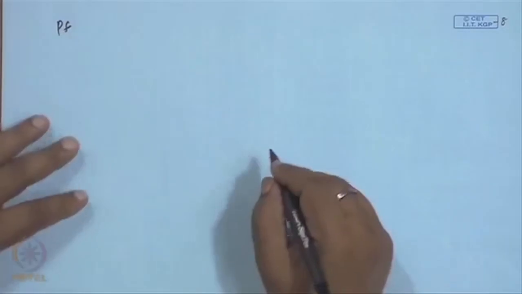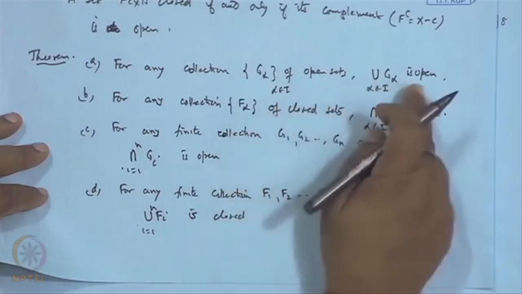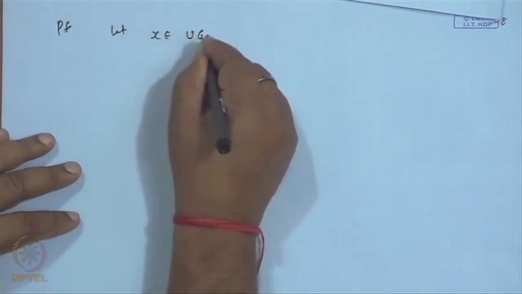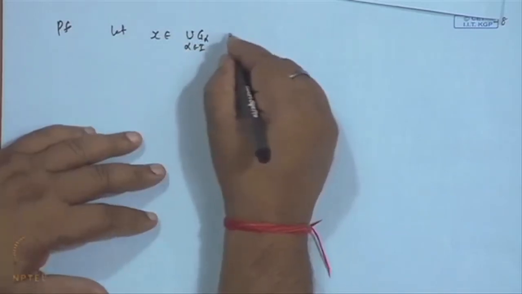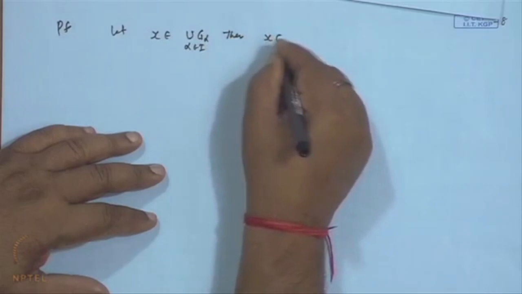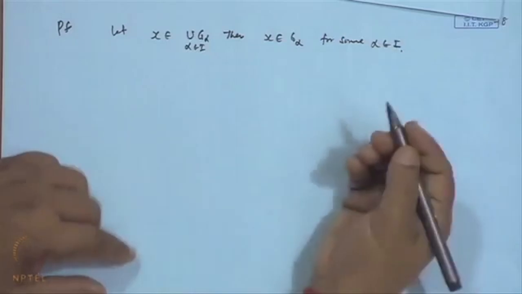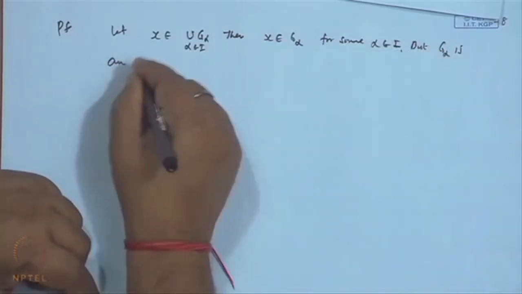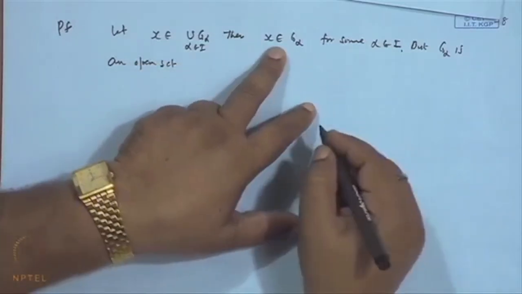It is given that for each alpha, G alpha is an open set. We want to show the arbitrary union is open. So let us take a point x belonging to the arbitrary union of G alpha, alpha belongs to I. It means x belongs to G alpha for some alpha in I, but G alpha is an open set, so there exists a neighborhood around the point x which is totally contained inside it.